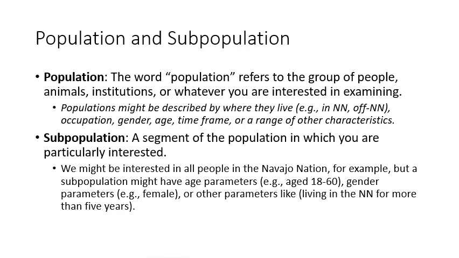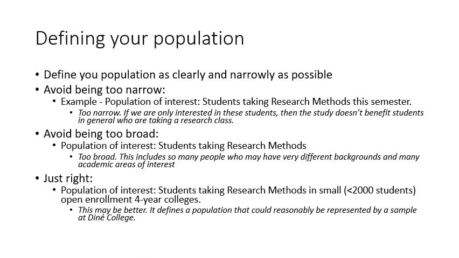So the population is the big group that you're interested in, and you need to define it. Define it as clearly and narrowly as possible, but avoid being too narrow. An example would be if you stated that your population of interest was students taking research methods this semester. That's not a good population. It's too narrow, because it will generalize to just that one little group of students, so it doesn't inform us about people in general who are taking research methods.